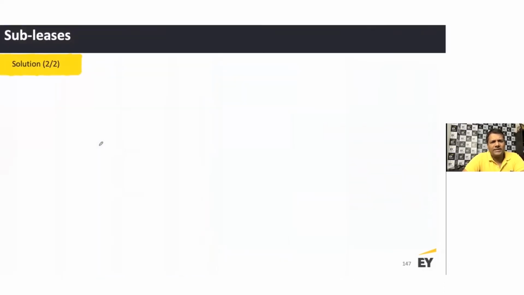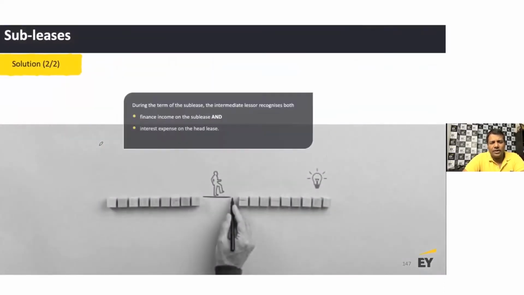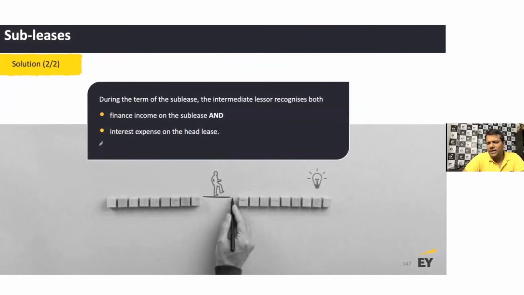Now, when you look at the term of the lease, the intermediate lessor will recognize what? The interest income on the net investment in the lease, right? There will be unwinding of that interest income, and there will be interest expense which will come. So you will stop recording the amortization. There will be no amortization charge on an ongoing basis.